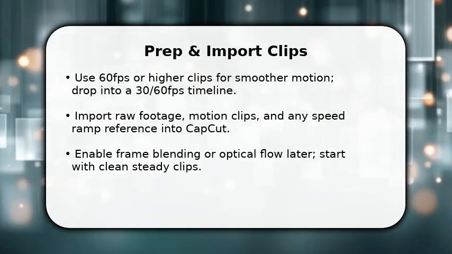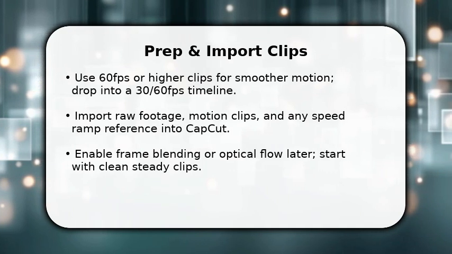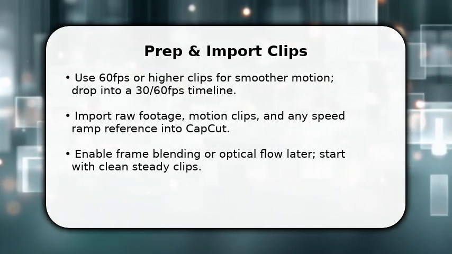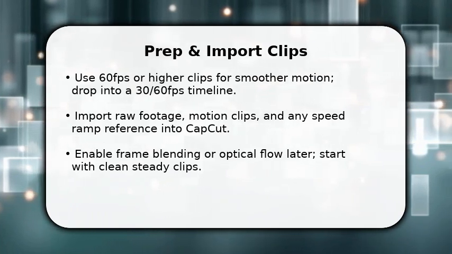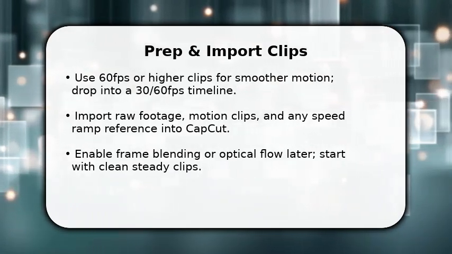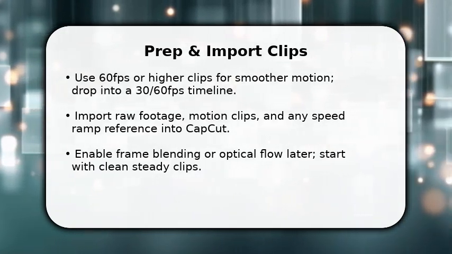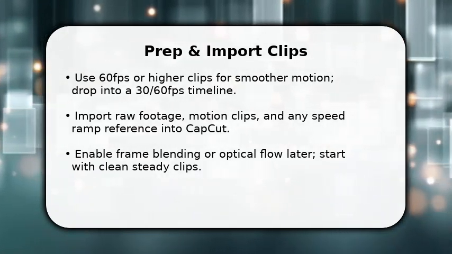You begin by importing your high frame rate footage into CapCut and setting the timeline to match target playback. Once done, skim clips to pick motion segments and mark in and out points so you work on tight sections. Make sure stabilization is off initially to avoid conflicts. You want raw frames for motion smoothing.